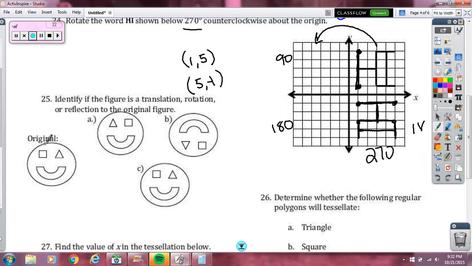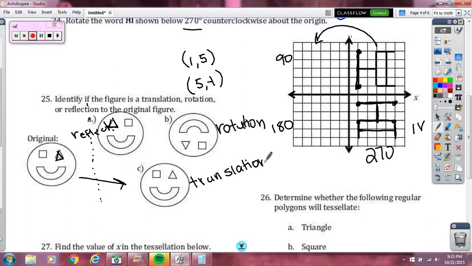So if I look at A, the triangle is switching sides, where I'm switching orientation, almost like I'm flipping over a line. So A is the reflection. B, I'm taking this guy and I'm turning him upside down. So that one's the rotation. And C looks just the same as the original, I just moved it over here. So this is the translation. Cool.